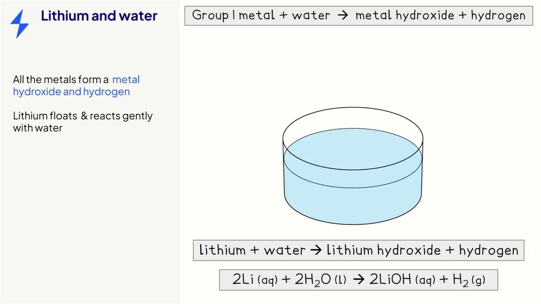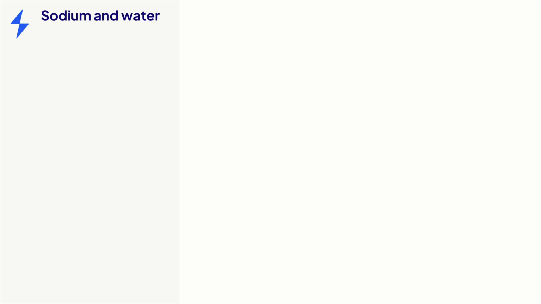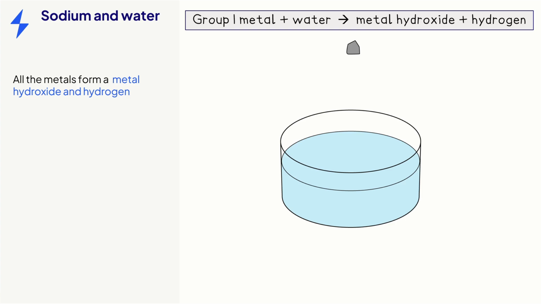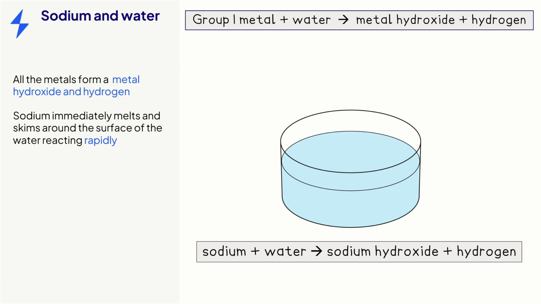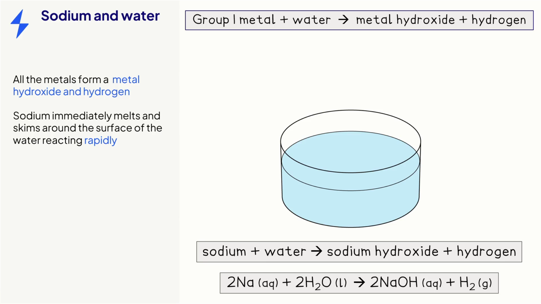The equations for the Group 1 metals reacting with water will all follow the same pattern. The next metal down the group is sodium. When it reacts with water, it melts into a ball on the surface and reacts rapidly, creating a lot of heat. It is this heat that melts the sodium, creating a molten ball. Again, the metal hydroxide, in this case sodium hydroxide, and hydrogen gas are formed.